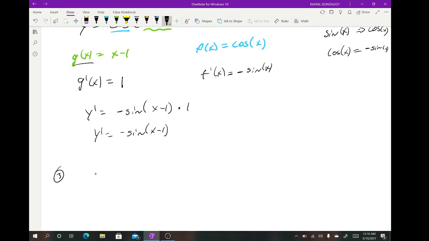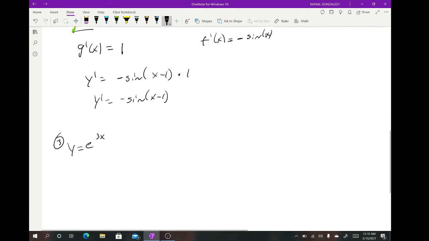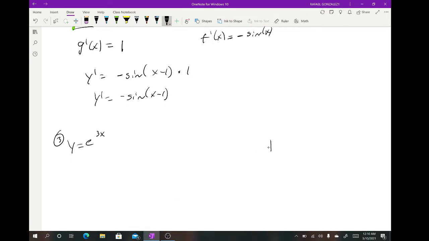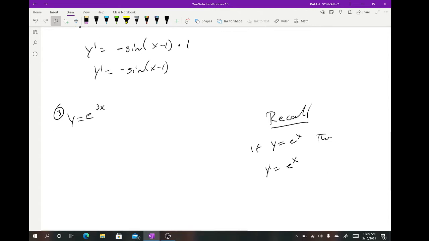Alright, let's do a third one. Say you have y equals e to the 3x. Now, before I had told you that the derivative of e to the x was e to the x. So recall, if y equals e to the x, then y prime was equal to e to the x. That's what I had told you before. That's because I didn't give you the full rule. So what happens?